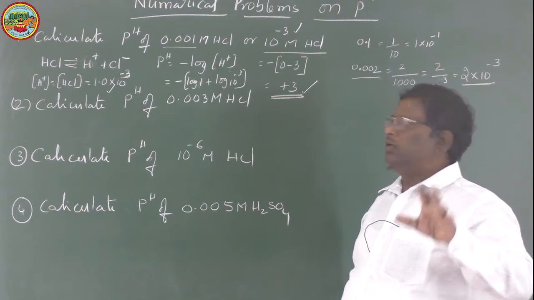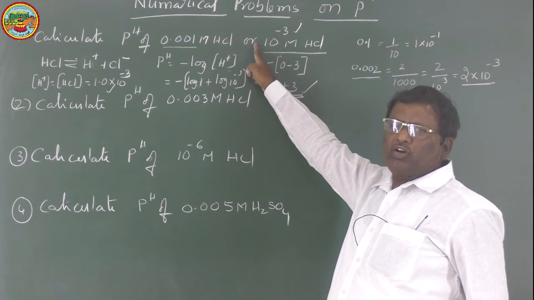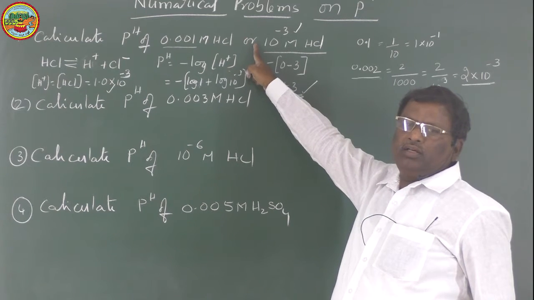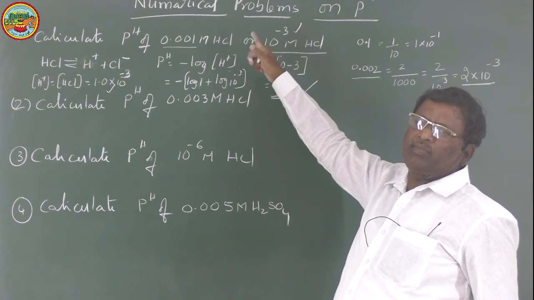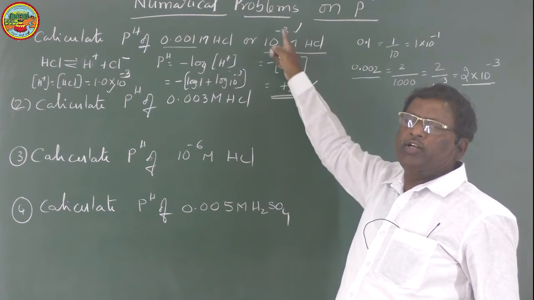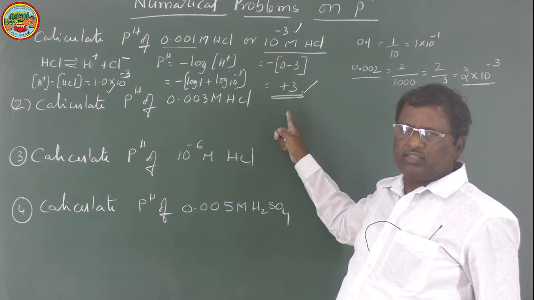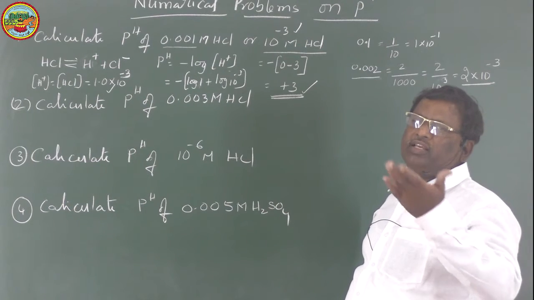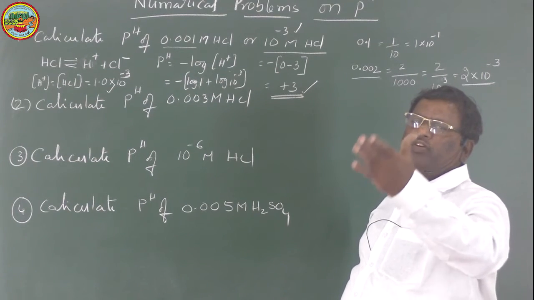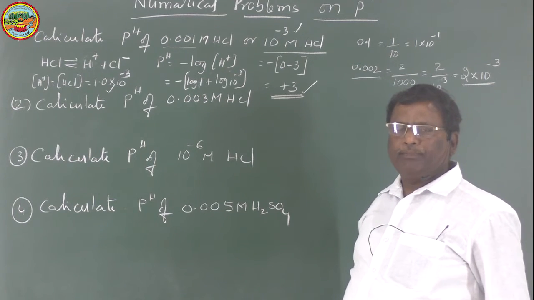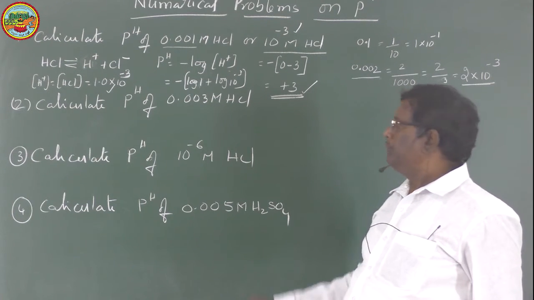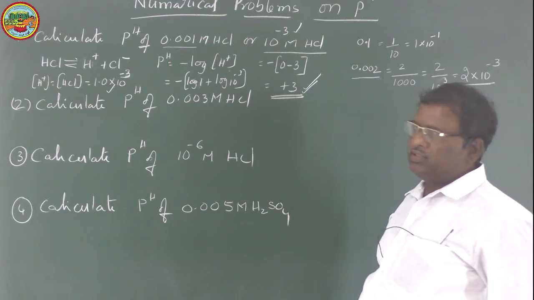Remember, if there is nothing in front of it, 1 into 10 to the power minus 3, the pH is 3. 1 into 10 to the power minus 5, pH is 5. 1 into 10 to the power minus 4, pH is 4. 1 into 10 to the power minus 3, pH is 3. 1 into 10 to the power minus 2, pH is 2. So it will be like that only. So, this is this one.